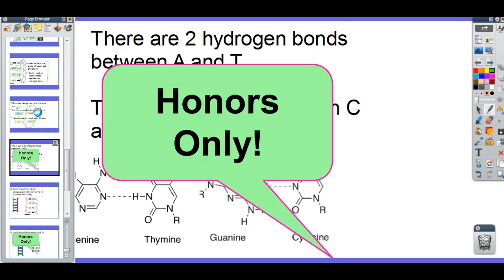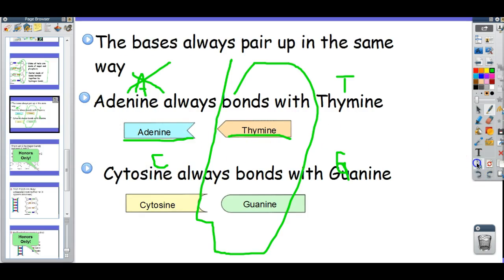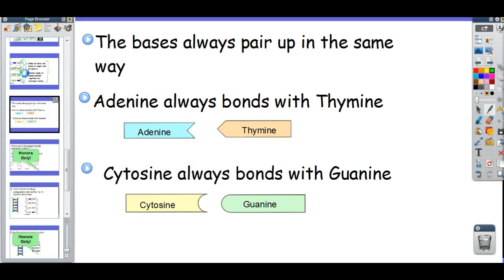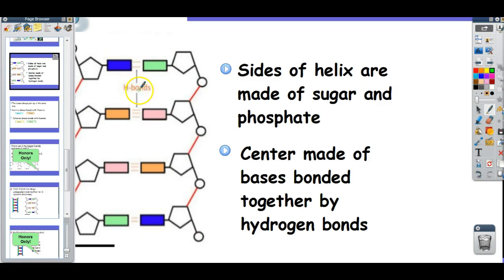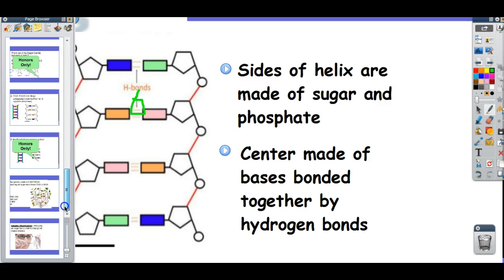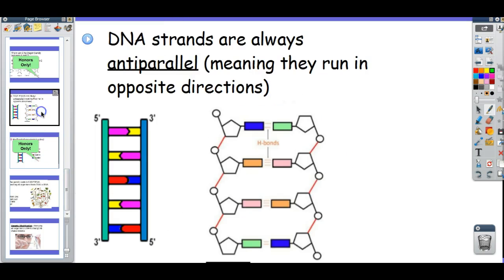So you'll notice in the middle, they're going to be connected by what we call hydrogen bonds. So in the middle, we have these bases, okay, and they're connected by hydrogen bonds. I'm going to have you write that in 1 second here.